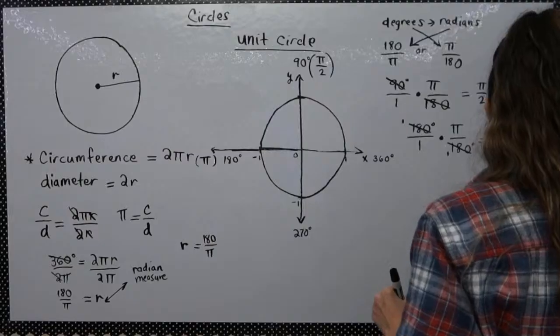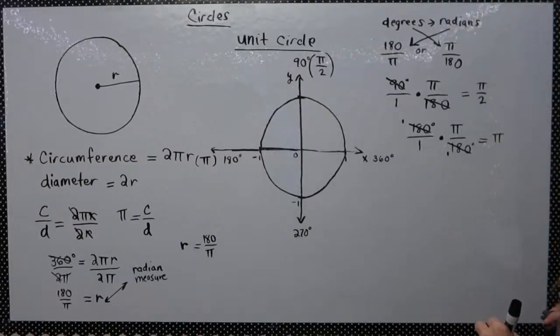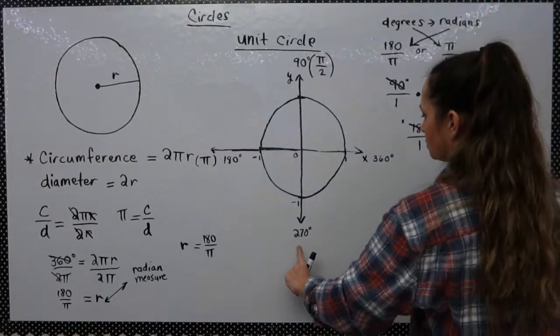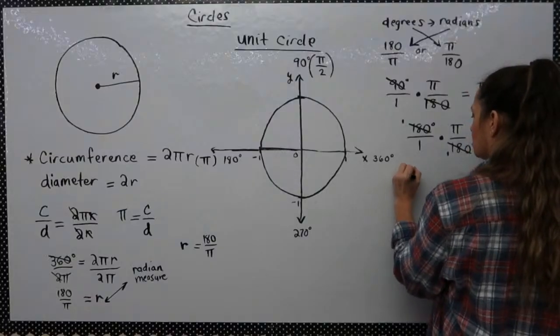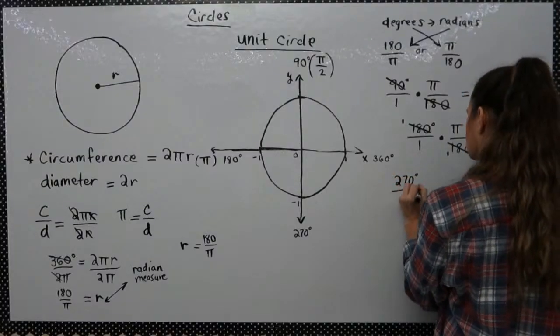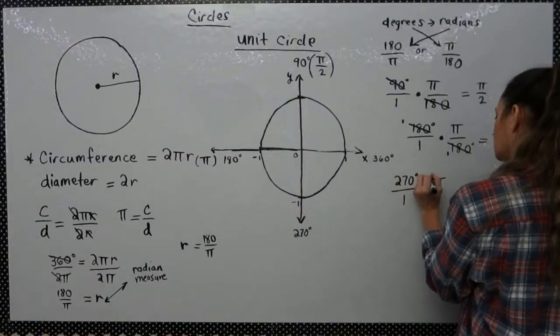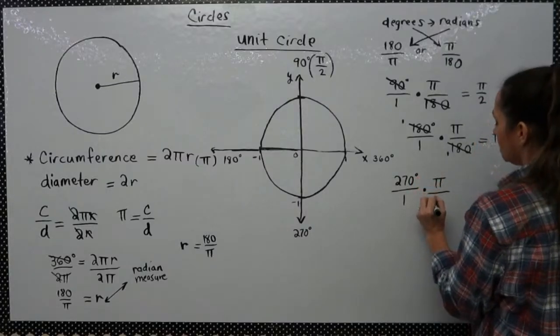And then we'll do that again for 270. So we have 270 degrees times my radian conversion, pi over 180.